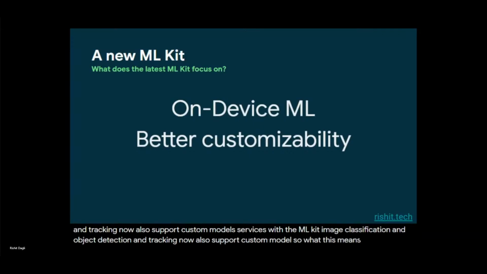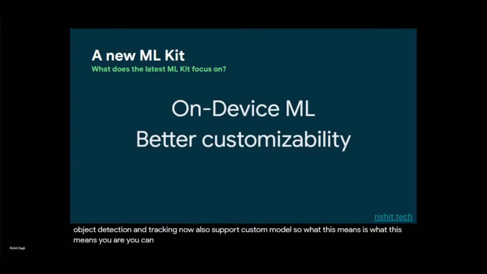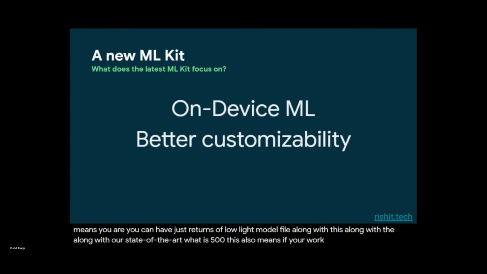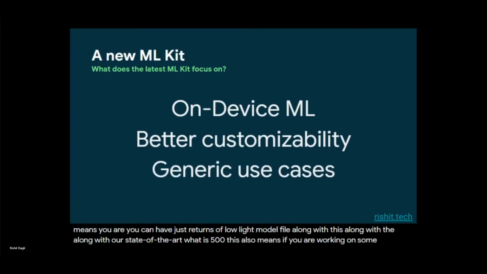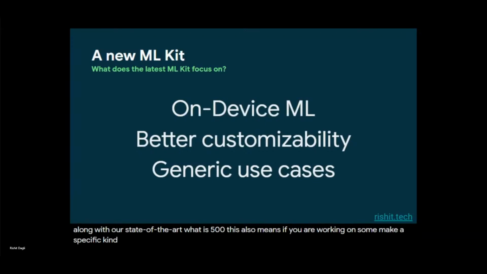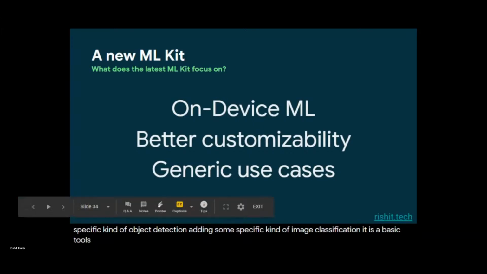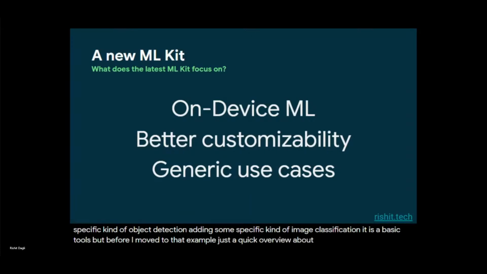What this means to you is you can have just a TensorFlow Lite model file along with the state-of-the-art models by MLKit. This also means if you are working on some generic use case, like a specific kind of object detection or some specific kind of image classification, MLKit is the best thing to use. So let's see this with an example.